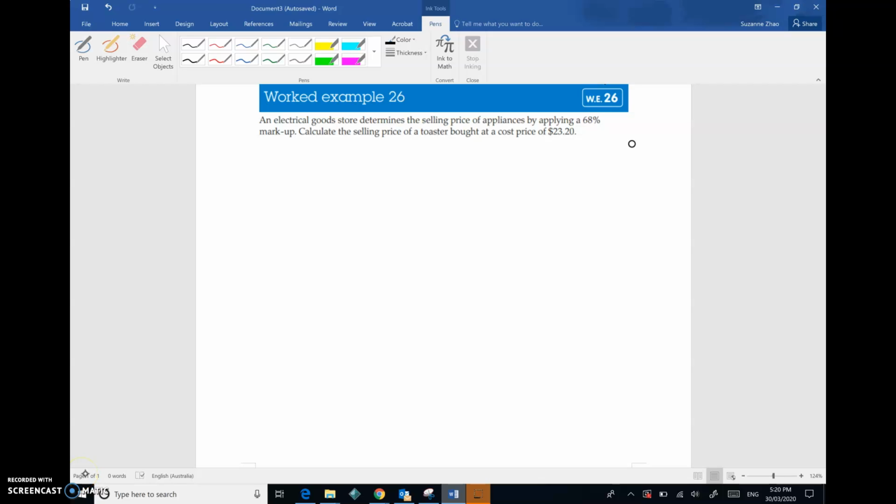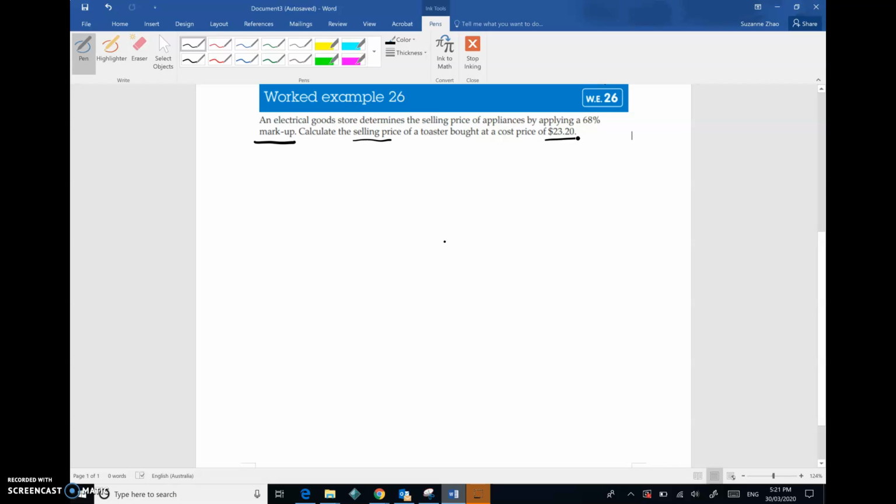Okay, let's have a look at this question, work example 26, also in 310, Pearson book 310. An electrical goods store determines the selling price of appliance by applying a 68% markup. So calculate the selling price of a toaster bought at a cost price of $23.2.